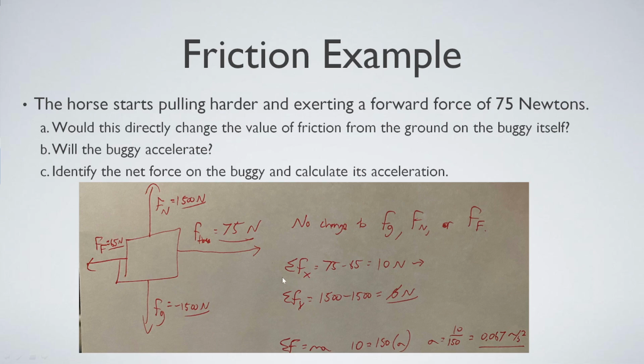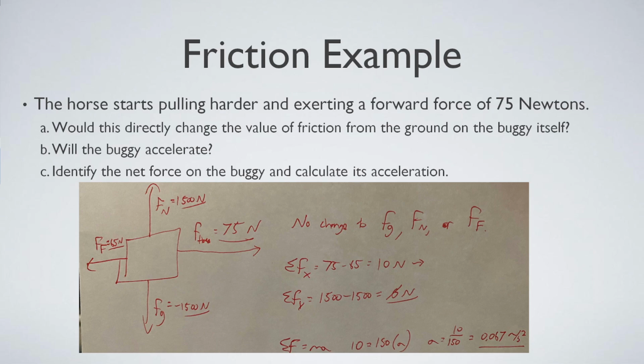So we've got an X net force of 10, a Y net force of 0. So overall, the net force on the buggy in this case is now 10 newtons. The net force isn't 0 anymore. And for that reason, that means the buggy is going to start accelerating. So we take that 10 newton net force, plug it into Newton's second law, plug in the mass of the buggy, and we can calculate that the new acceleration of the buggy is only 0.067 meters per second squared. So it's not a very big change.